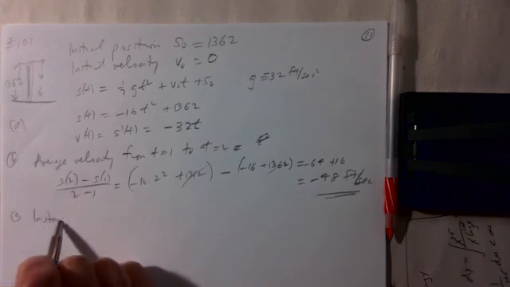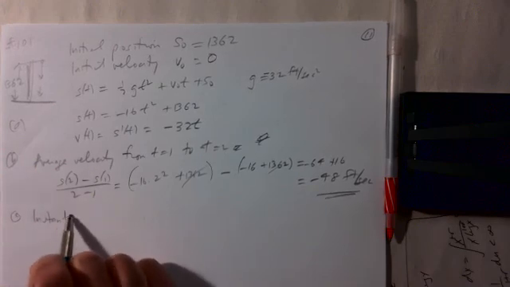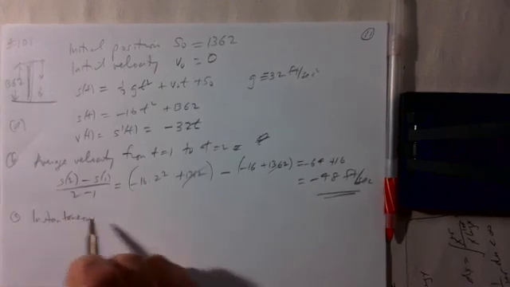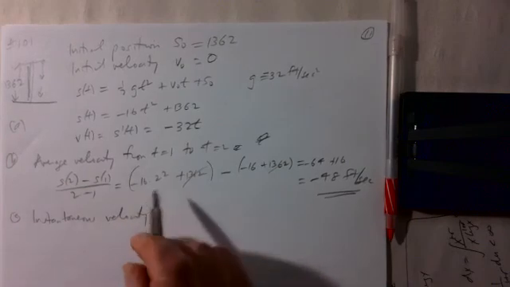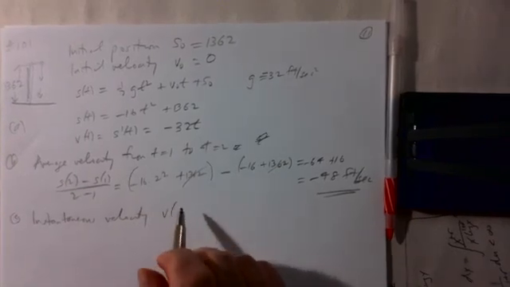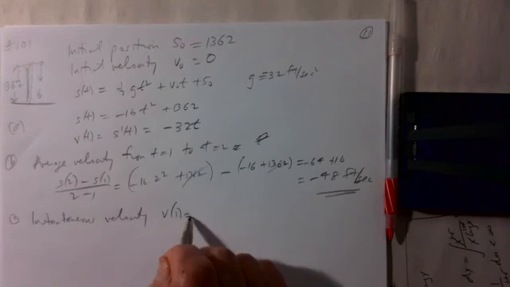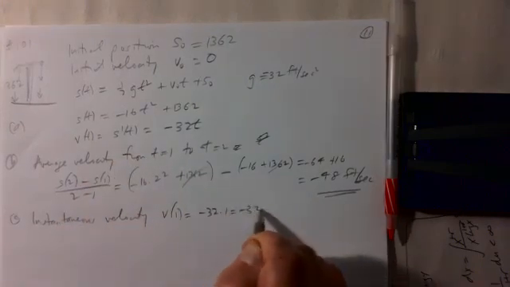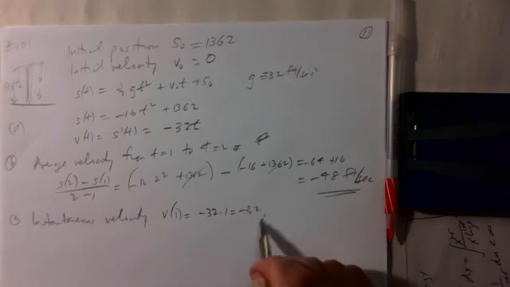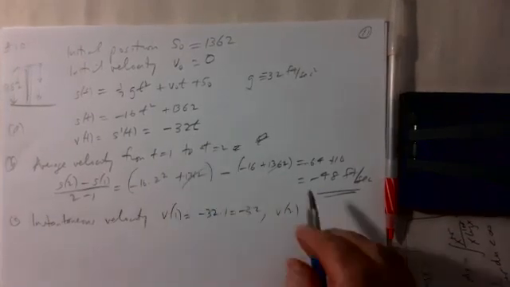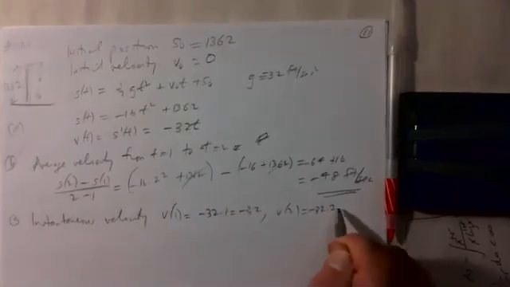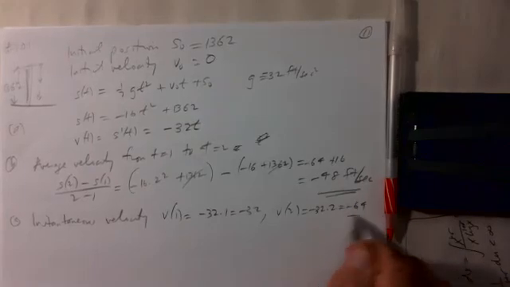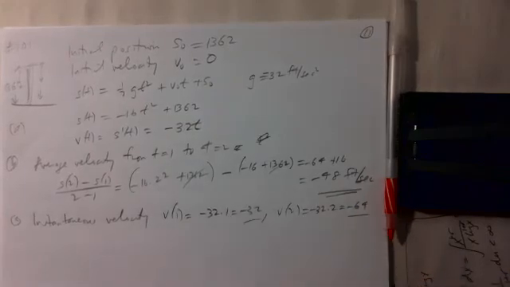Part C is the instantaneous velocities at time 1 and time 2. So the velocity at time 1 is minus 32 times 1, or minus 32 feet per second. The velocity at time 2 is minus 32 times 2, or minus 64 feet per second. All right.